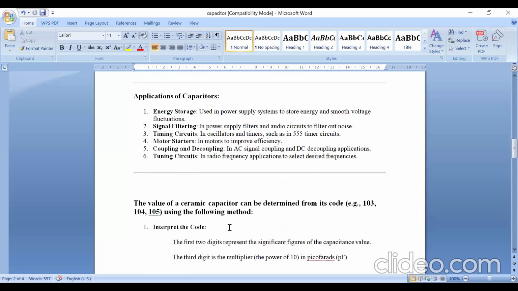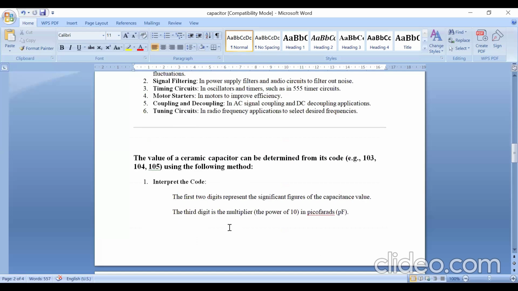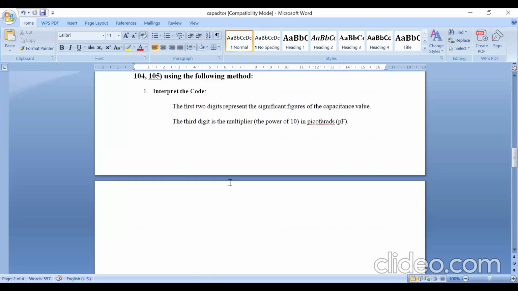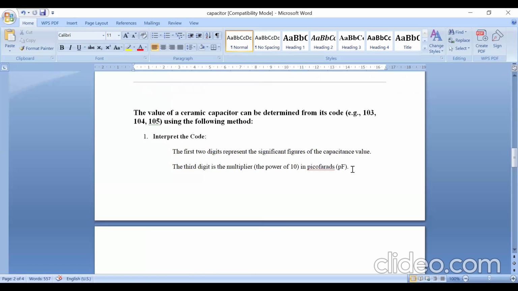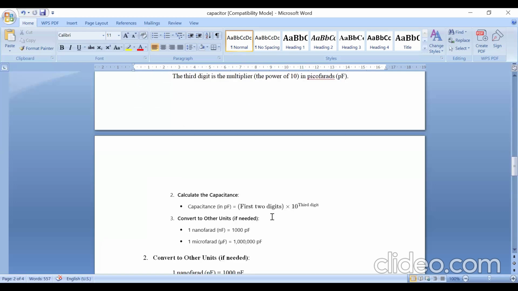Now I'll explain how to find the value of capacitance. For example, let us take 103. First, we write the first two digits, which is 10. Then we write 10 to the power of the third digit. The third digit is 3, so it is 10 into 10 to the power of 3. That is the capacitance in picofarad.